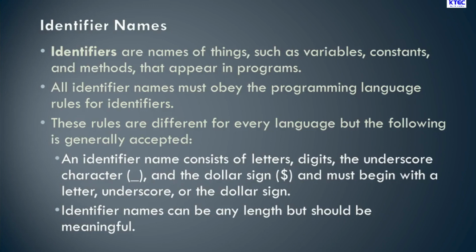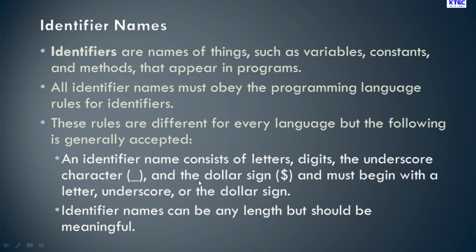But what we are going to look at here, in terms of how to name and identify them in our programs, cuts across all other programming languages. These are general rules for all the languages. So let's take note of that. Now, what are these rules? The first one says an identifier name consists of letters, digits, the underscore character, and the dollar sign, and must begin with a letter, underscore, or the dollar sign.